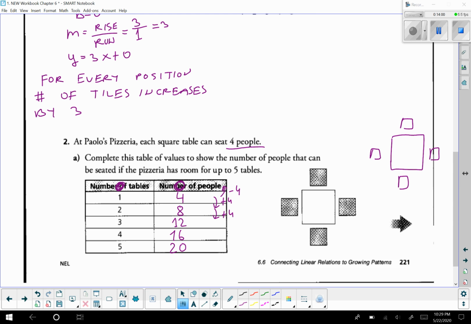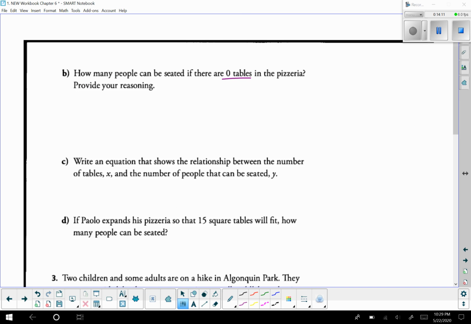So not surprising that if you don't have any tables that have chairs around them, you're not going to have any people. So you can't seat people. They can maybe stand, but they're not going to be sitting. So there's my reasoning. I kind of showed it on the other end.